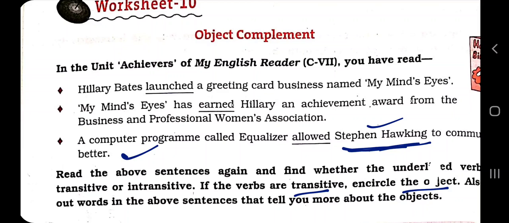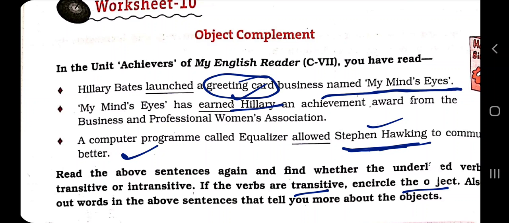Also find out the words in the above sentences that tell you more about the object. Now see here. Hilary Bates launched a what? Greeting card. This is the object. Business named My Mind's Eye. Now see here, named My Mind's Eye. My Mind's Eye has earned Hilary an achievement award from the Business and Professional Women Association.